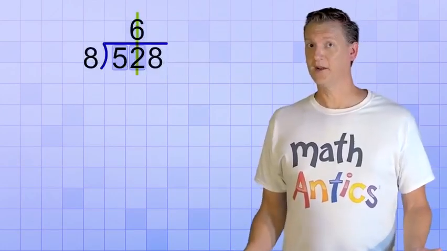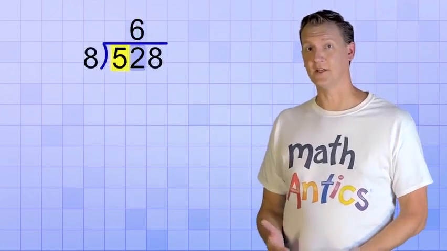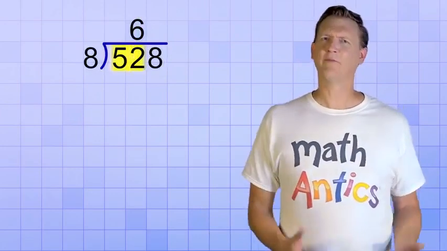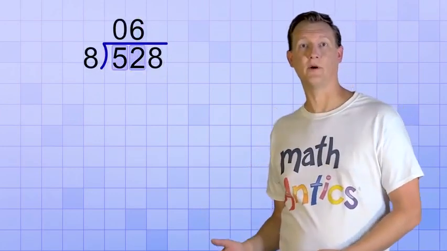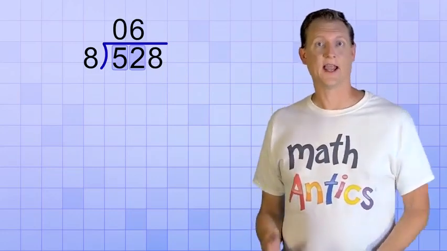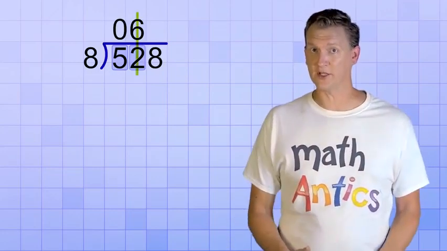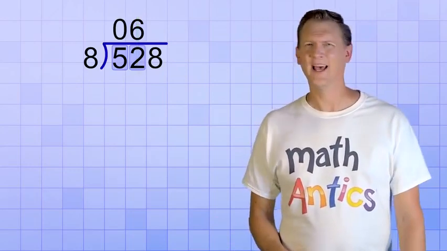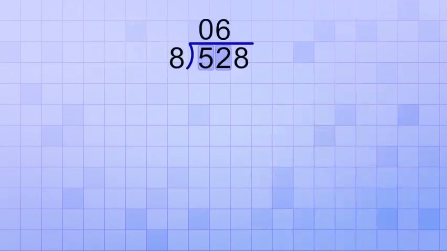Why does it go there? Because we had to skip the first digit and group it with the 2. If we wanted to, we could have put a 0 above that first digit, since the 8 wouldn't divide into it any times. And if that helps you keep track of which answer digit you're on, then that's a good idea. But it's not required. So 6 times 8 equals 48, and then 52 minus 48 gives us a remainder of 4.